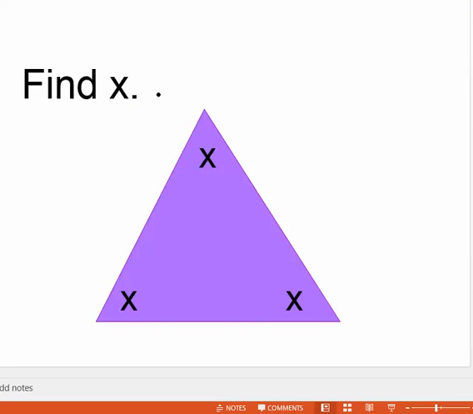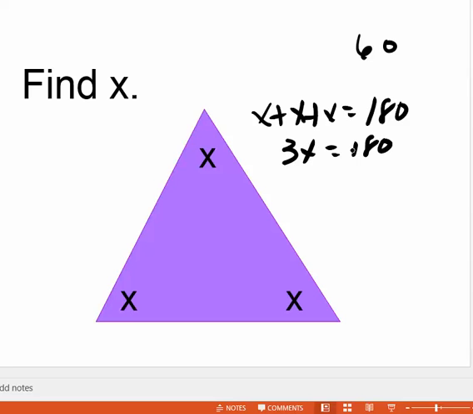This is an equilateral triangle. I know that because all three angles are the same. And I know that that means it's going to be 60. For you non-believers, x plus x plus x is equal to 180. 3x is equal to 180. Divide by 3. X is equal to 60.